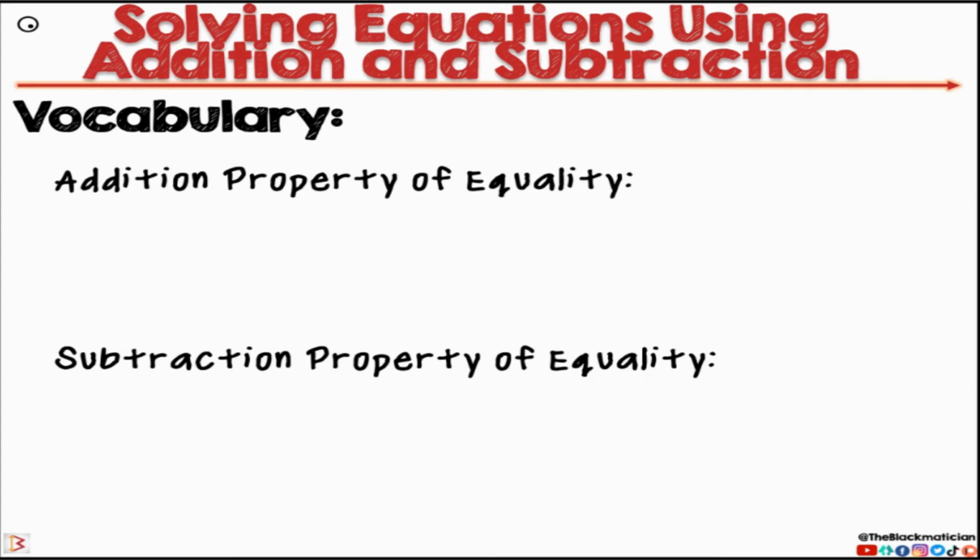Okay, when we're solving equations using addition and subtraction, there are two properties that we need to make sure we know: the addition property of equality and the subtraction property of equality. The addition property of equality says that if two equations are equivalent, meaning the answers equal each other on both sides, they have to have the same solution.